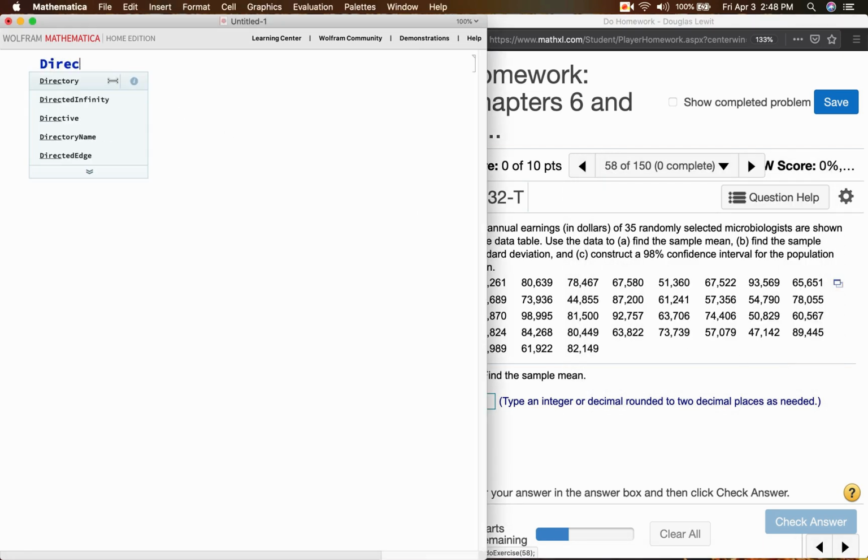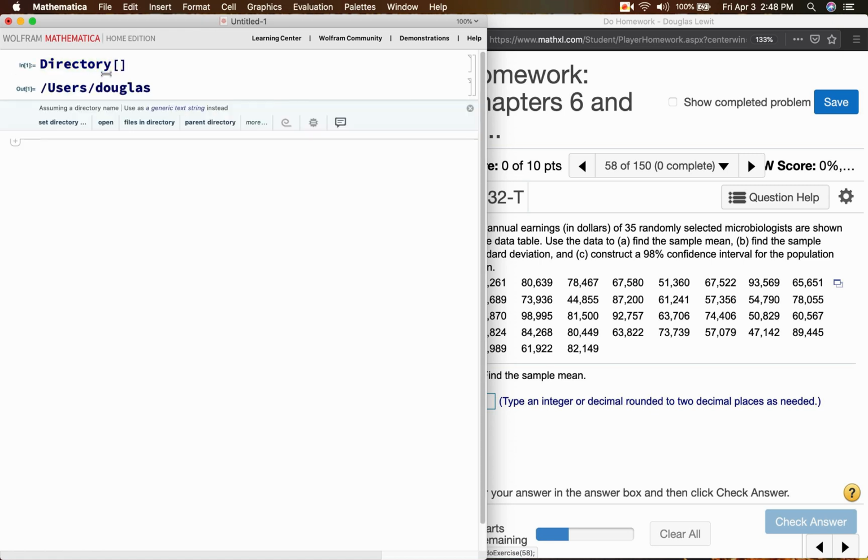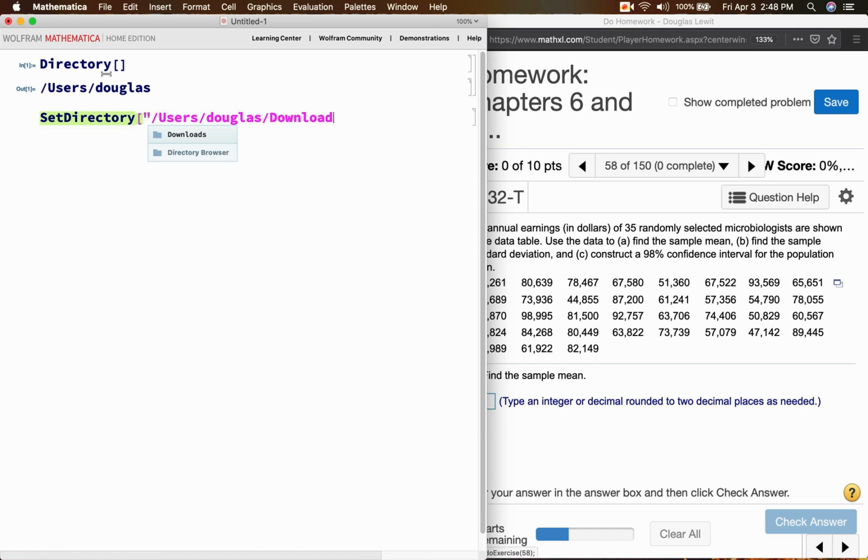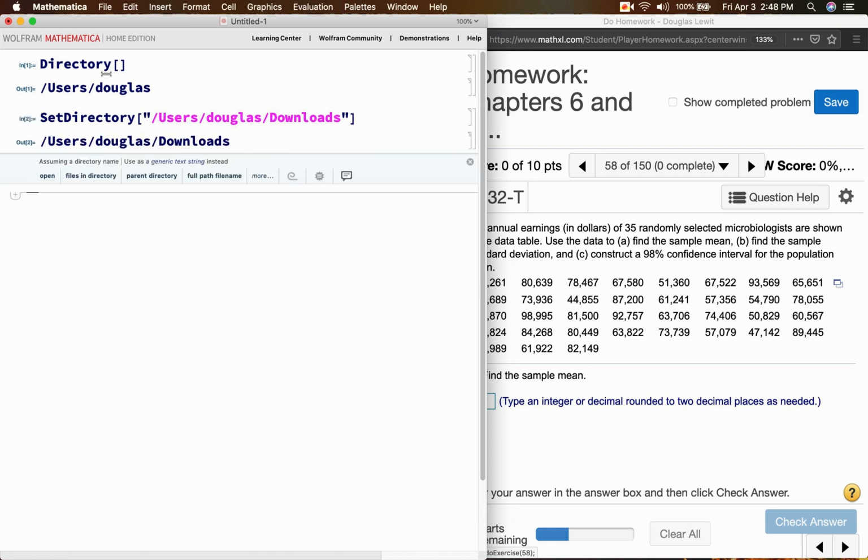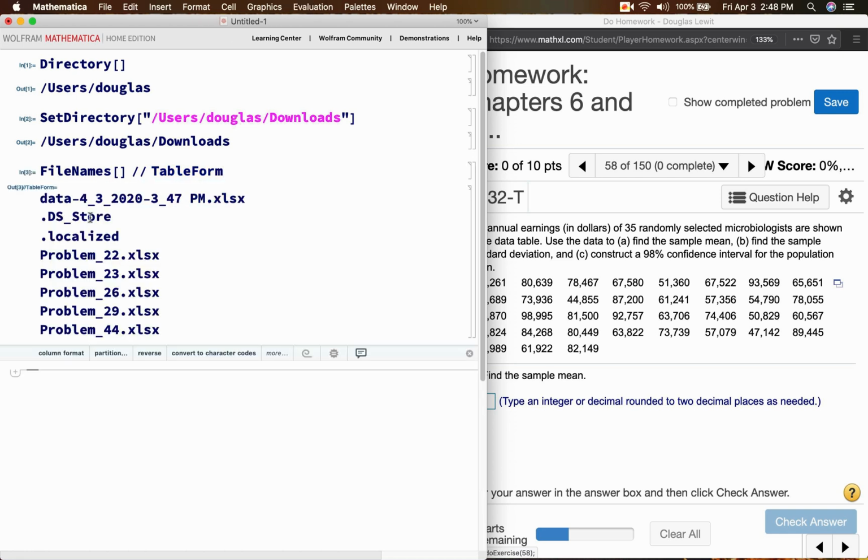Okay. Directory. Okay, users Douglas, but I know that the file downloaded to my downloads folder. Set directory, users Douglas downloads. Okay. File names. Okay, so this is the file that I just downloaded.